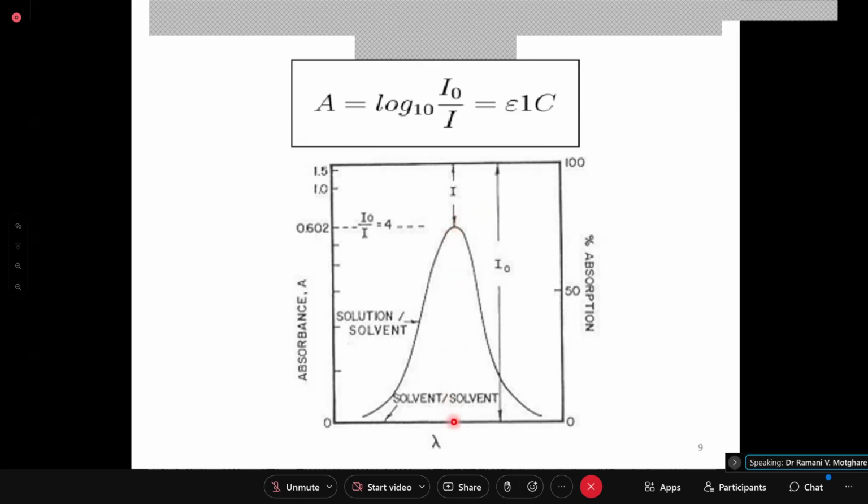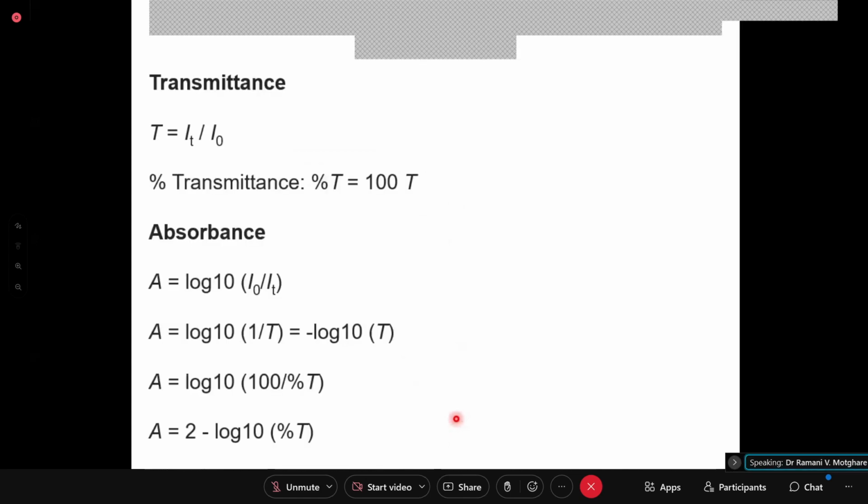For each solution, the wavelength at which maximum absorption is shown will be different. For yellow, green, blue, red solutions, this lambda max value will be different. And once you know what the lambda max value is, then your determination can be done at that lambda max value. So here we see some of the formulas to calculate some numericals.